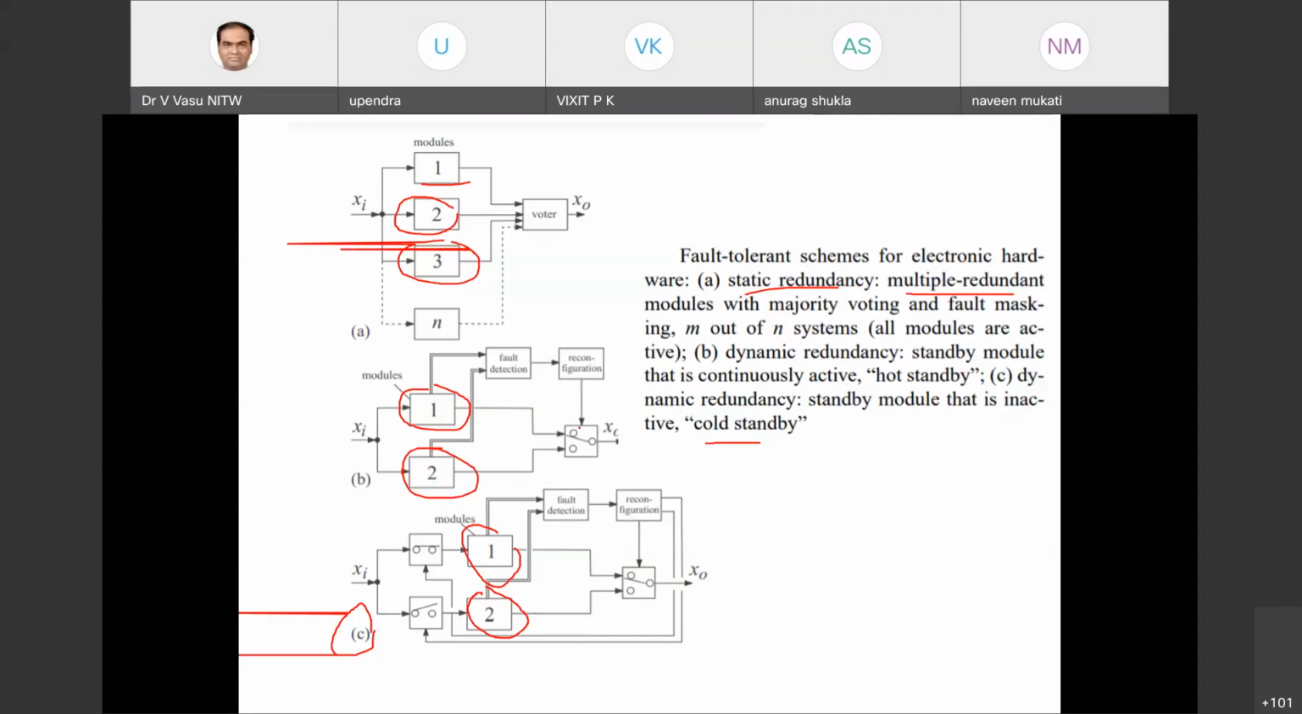So these are the two important standby systems that we are going to have. For this, if you want to do fault detection, you have to do the modeling first.